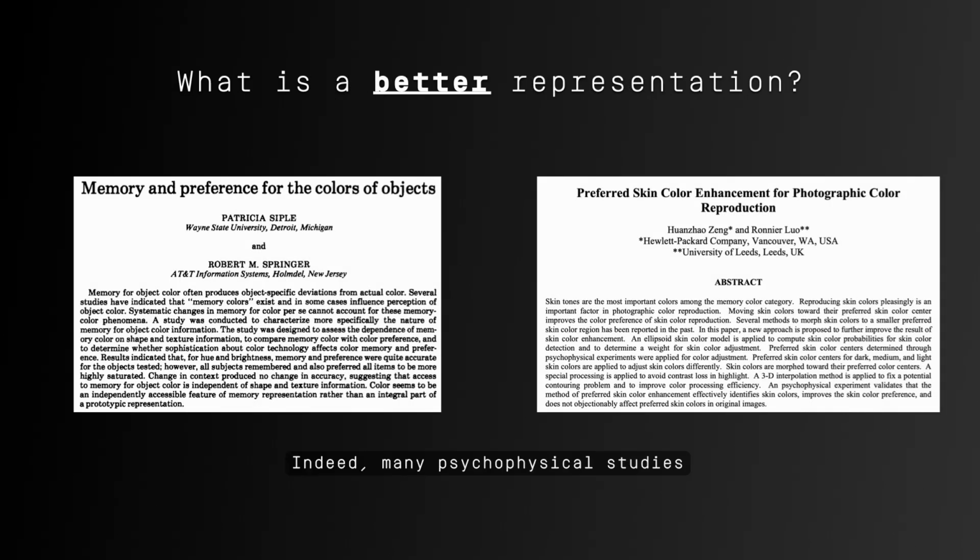Indeed, many psychophysical studies have been conducted about the color of objects, the memories we hold of these colors, and our preferences about color reproduction. All these studies tend to indicate that we share common preferences when it comes to color representation, preferences that will always differ slightly from reality. And this phenomenon can be partially explained by how our memory tends to simplify its recording of the world.